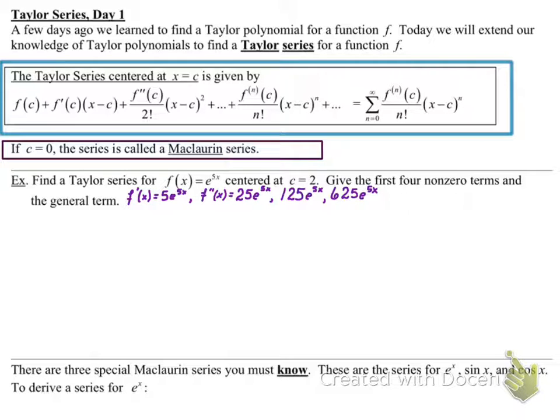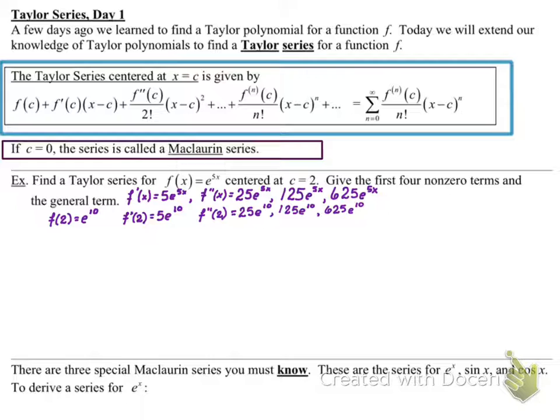Anyway, we're going to find a Taylor series for f of x equals e to the 5x centered at c equals 2. And we need to find the first four non-zero terms and the general term. So all I've done here so far is find our derivatives so that we can plug it in. So we're going to go ahead and plug it in for this Taylor series for c equals 2.